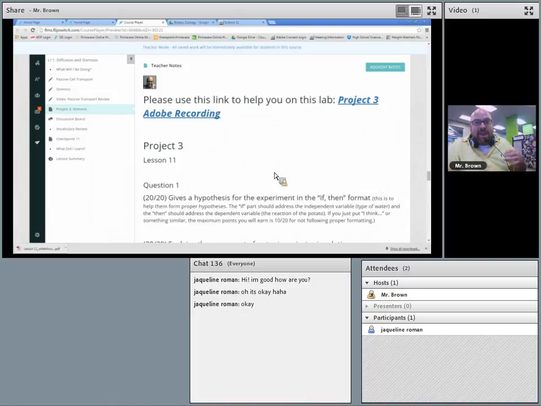So if the potato is in salt water, then the water in the potato should leave, should exit the potato. Something to that effect. Or if the potato's in fresh water, then it will change the most. So just a hypothesis. It does not have to be correct, because most hypotheses in science are wrong. As long as you give me a hypothesis, you will get the 20 points on that question.